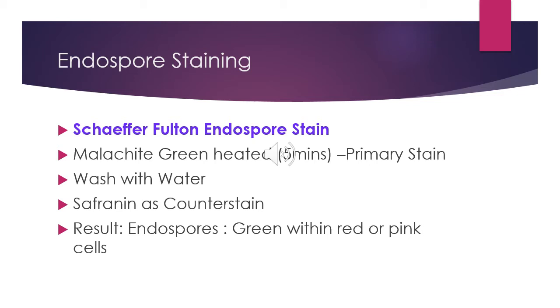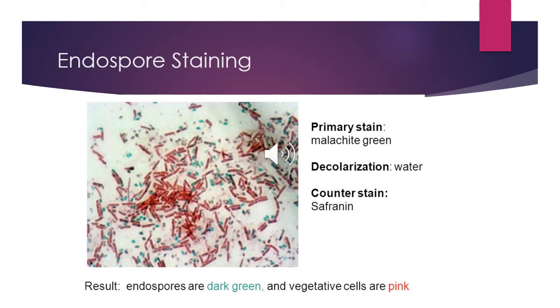Usually you use malachite green, which is then applied with heat for 5 minutes. Malachite green will serve as the primary stain and will be able to color the endospores. You wash it with water and use safranin as counterstain. The end result is that the endospore will stain green, with red or pink viable cells of the bacilli species. So you can see in this picture, you have the endospore there, and the viable bacilli is red or pink.